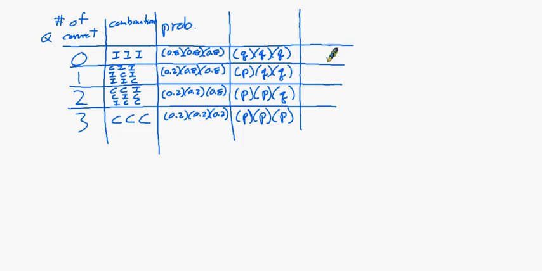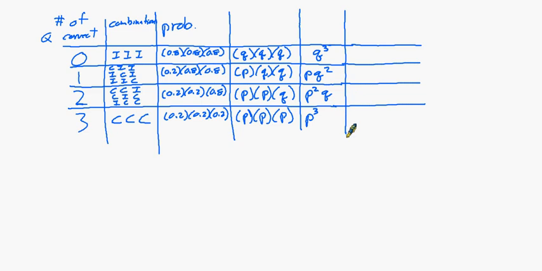Now what we can do is say, oh, well, there's a more concise way of writing Q times Q times Q, isn't there? That would be Q cubed. And this could be P times Q squared. 2 Qs. But here there are 2 P's. So we have P squared times Q. And here we have P cubed. So a pattern is hopefully starting to emerge.